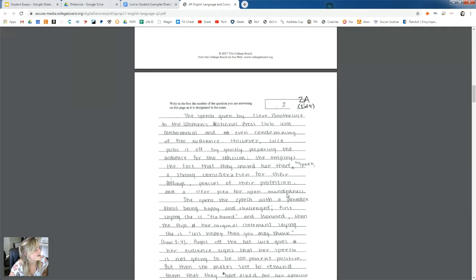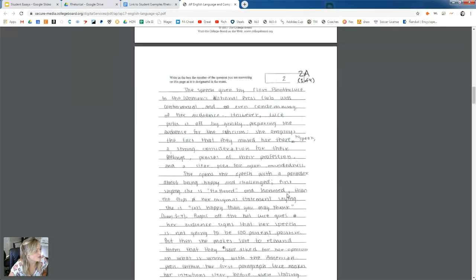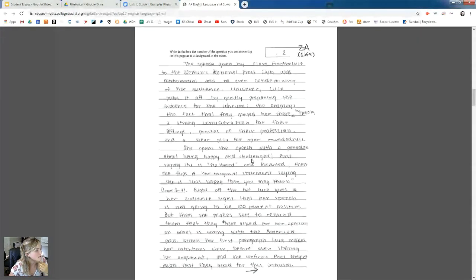Okay. She opens the speech with a paradox about being happy and challenged. Okay, so there's their first rhetorical strategy. First saying that she is flattered and honored, then flips her original statement saying that she is less happy than you may think. Right off, and here they put lines 3 to 4, but just so you guys know, you don't have to do that. It's not like a synthesis essay where they dock you for not doing that. But, I mean, it doesn't hurt to put it in there.